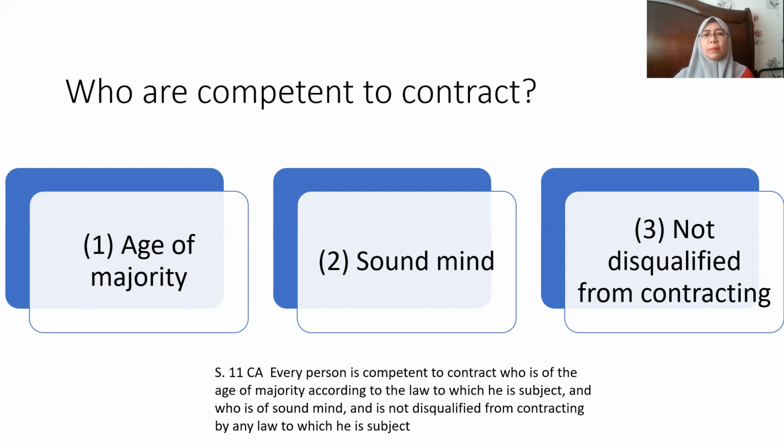Another one: the person, for example, age of majority, check, sound mind, check, but another requirement is that the contracting party must not be disqualified from contracting. For example, the obvious example is if the person is declared to be bankrupt. Again, he cannot enter into a contract despite having attained the age of majority and being of sound mind. So there are three requirements, but for the purpose of our syllabus, we are going to focus on the first one, age of majority. So it revolves around major and minor.